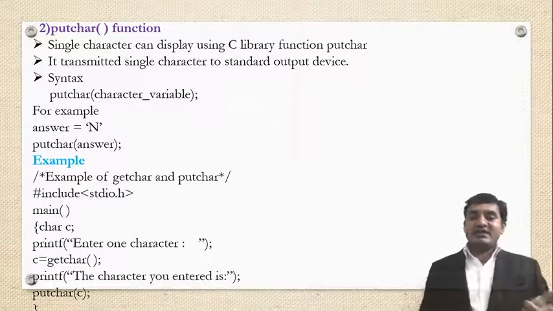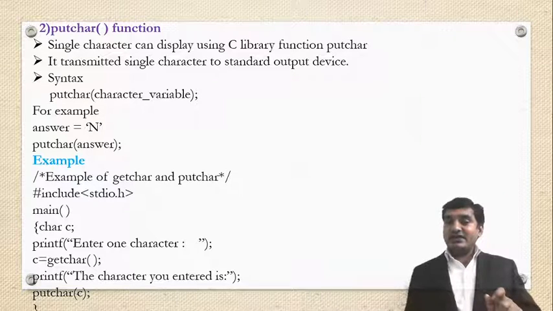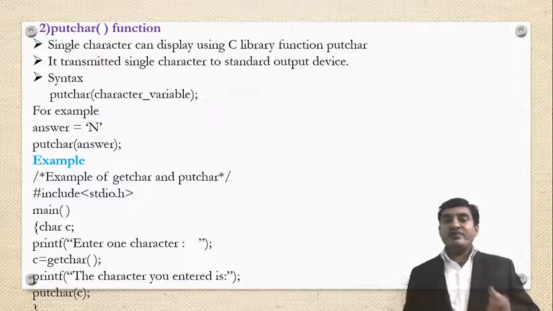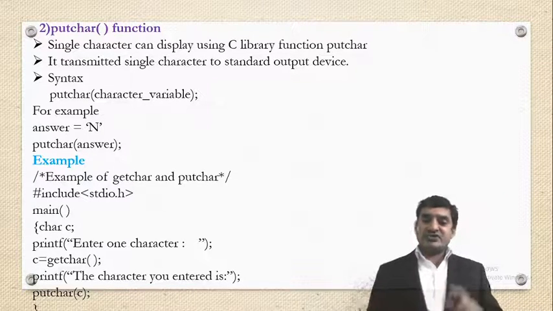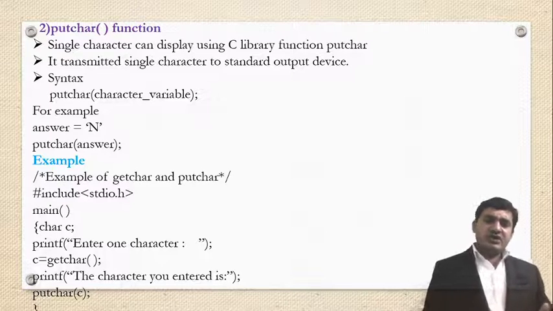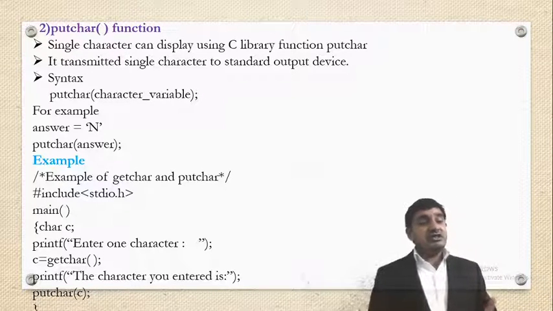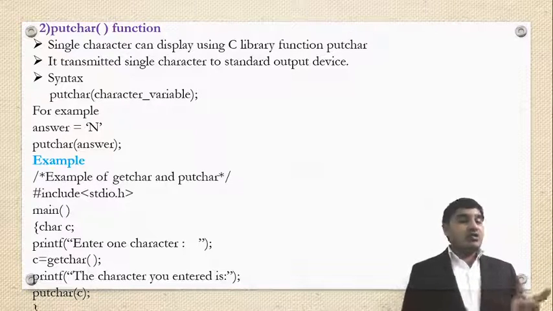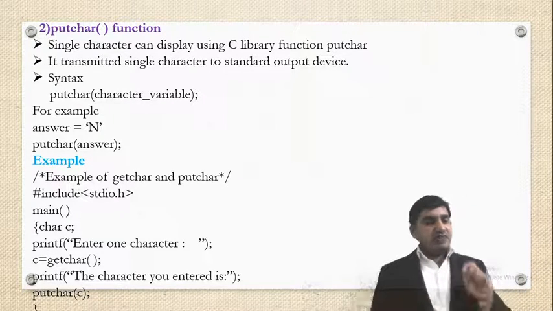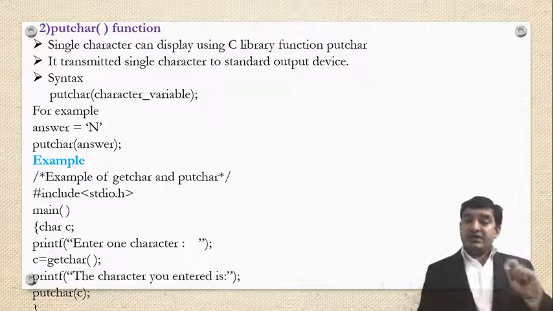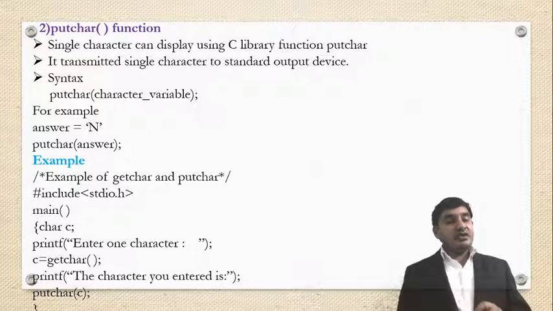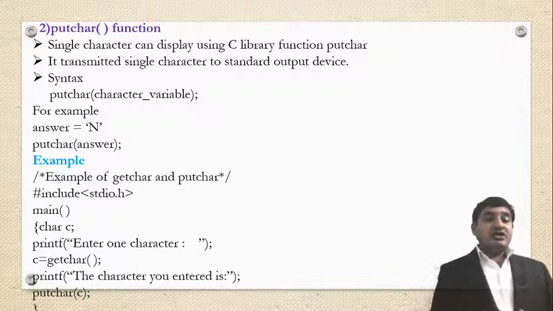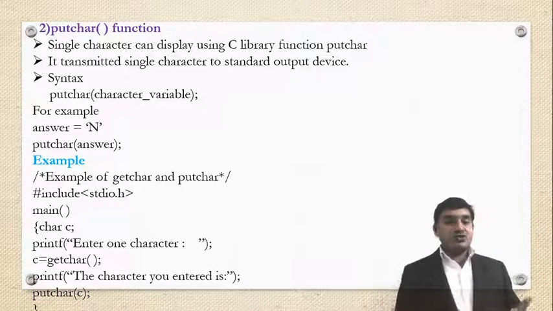Example with getchar and putchar. getchar is an input function. putchar is an output function. #include <stdio.h>. Again, #include is a preprocessor directive. stdio means standard input output. .h means header file. Main function, then an opening curly bracket, and the program ends with the closing curly bracket.